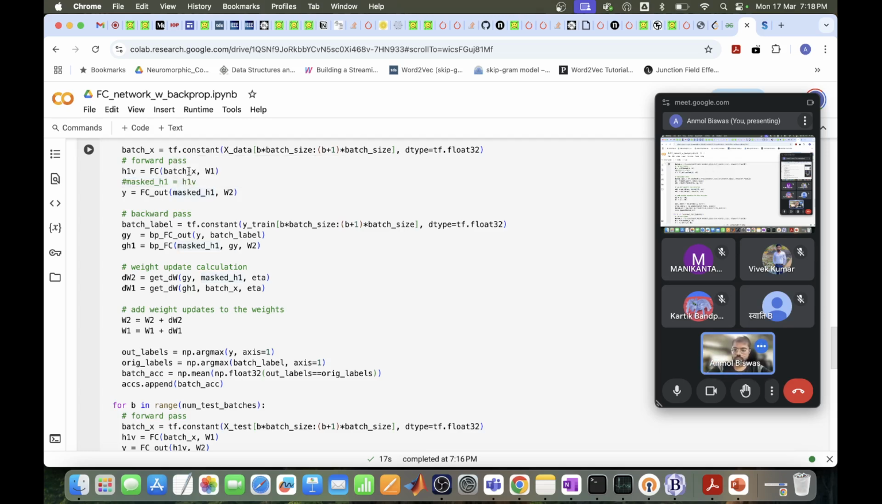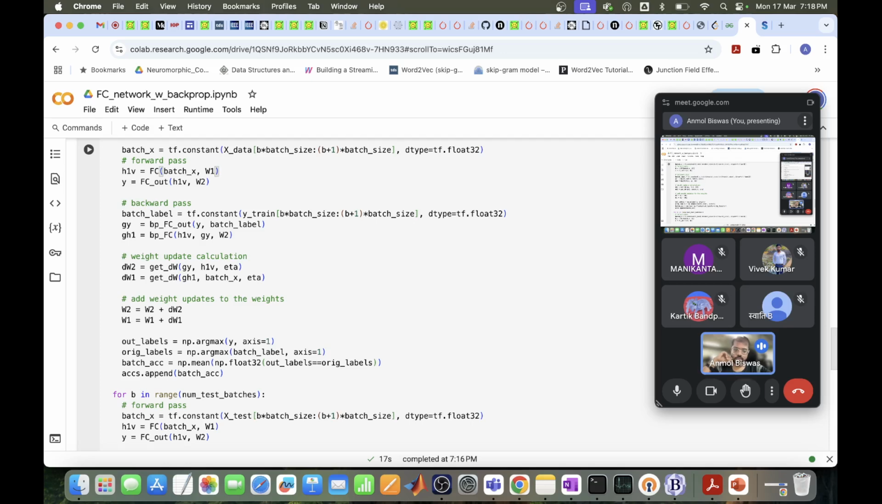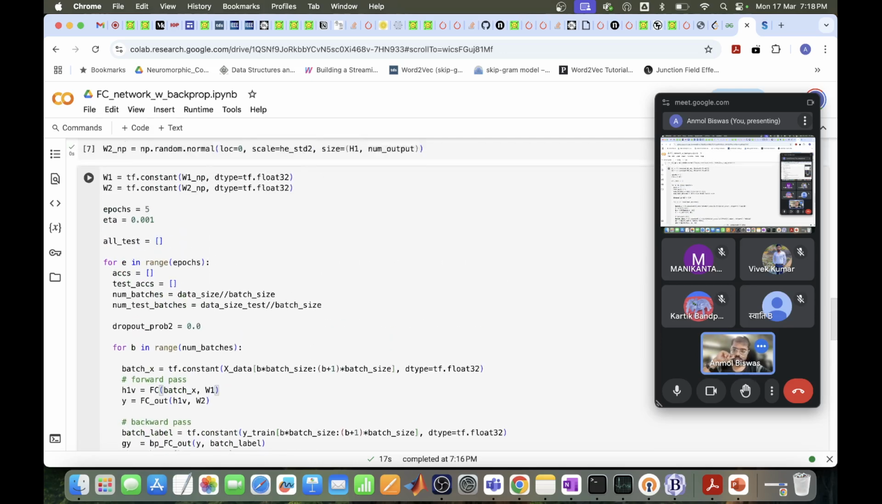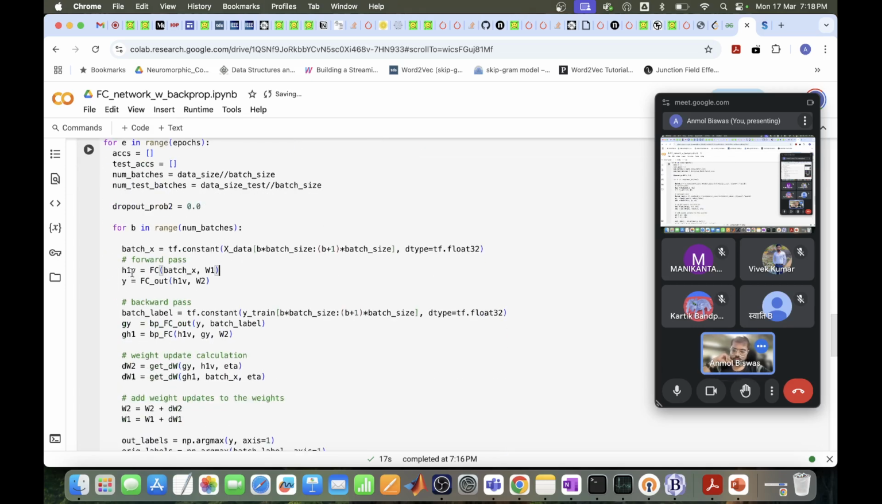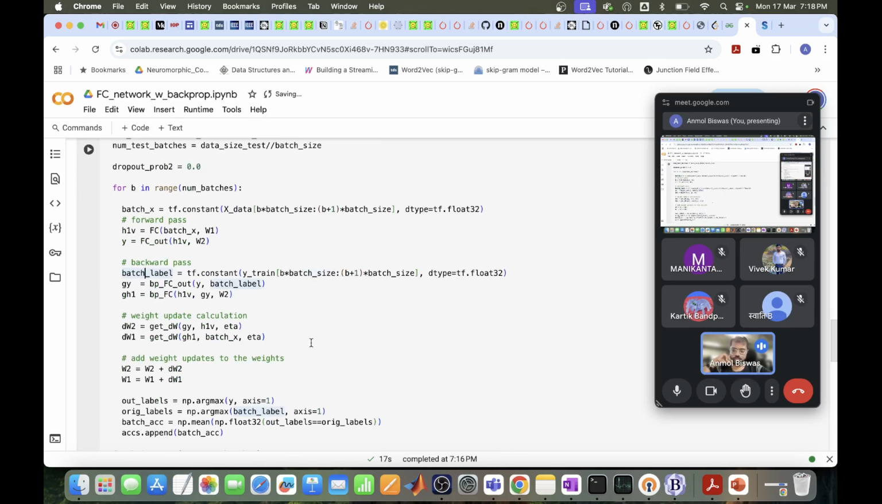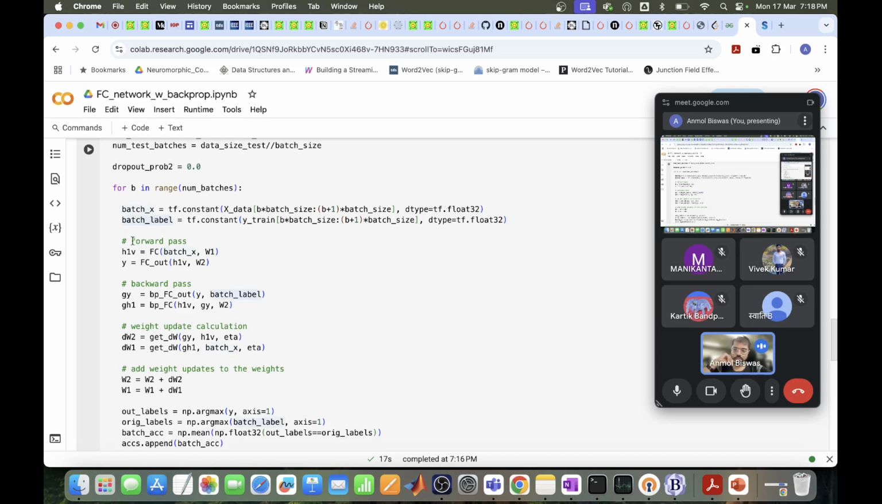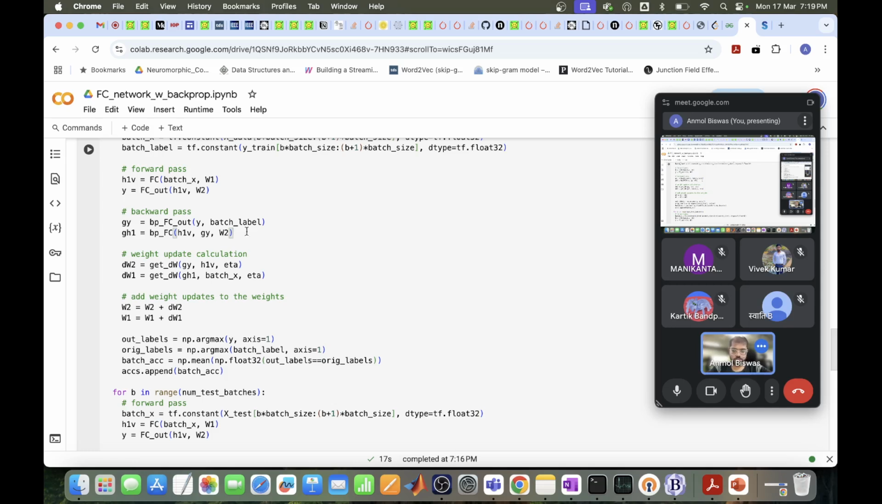Forget about this, right? This is something you will need if you're going to actually do the dropout thing. So this is the forward pass, and the backward pass is also very simple. First thing is you get the batch label. Let's put this together. So you get the batch X and the batch label, and you do the forward pass. It's just two layers. Then you do the backward pass, which is also similar, just two layers, right?